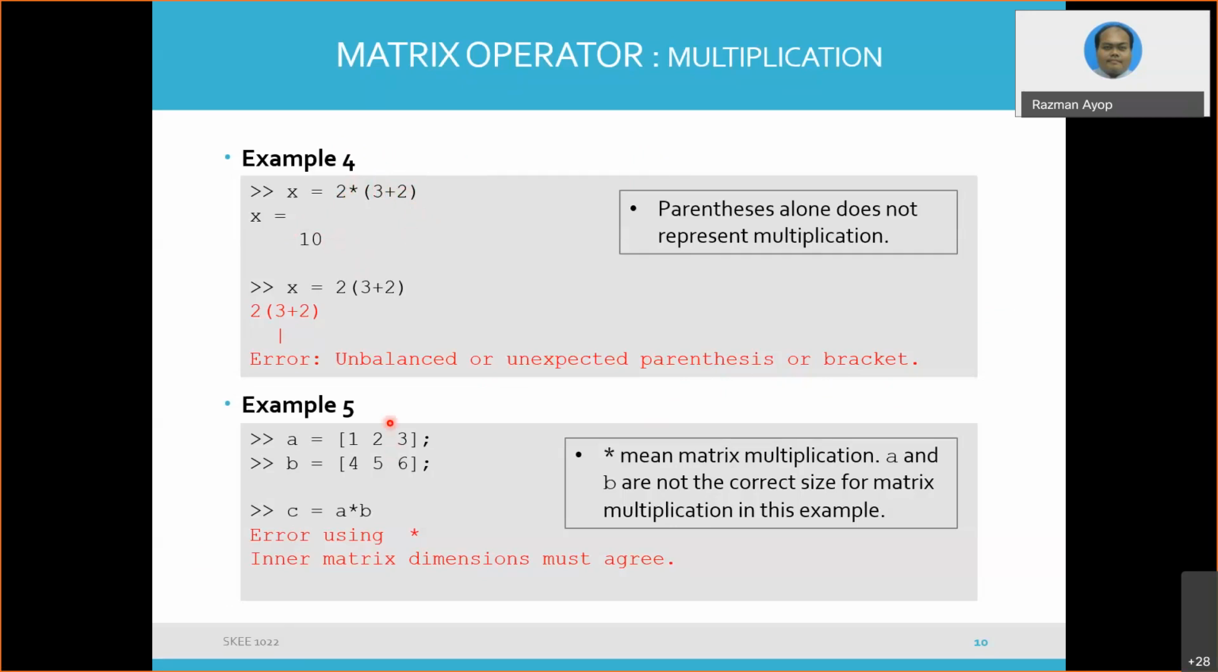Next, example 2. Remember that I said you need to ensure that when doing multiplication in matrix form, not array, you have the correct size for the matrix.